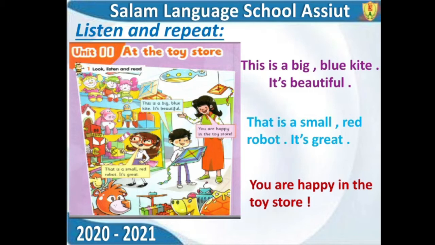Listen again. This is a big blue kite. It's beautiful. That is a small red robot. It's great. You are happy in the toy store.